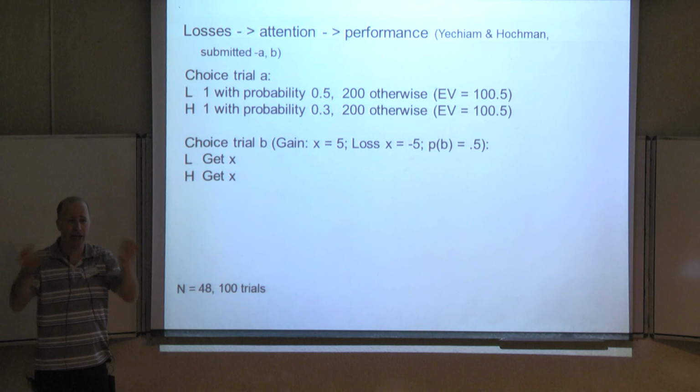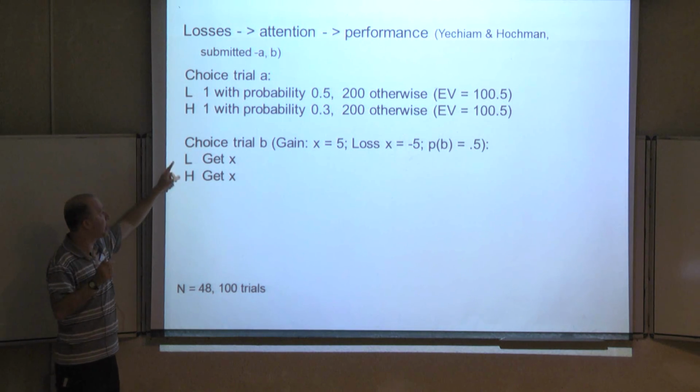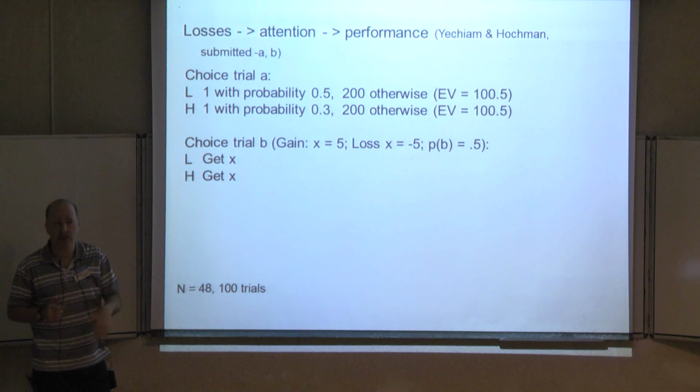In this task, there are two types of trial. One type of trial is like this. The other type of trial is a different task, where you get the same thing for both alternatives. You get X. In the gain condition, you get 5. In the loss condition, you lose 5.